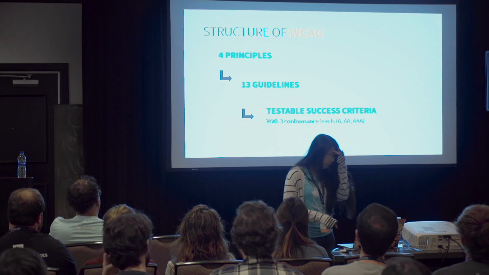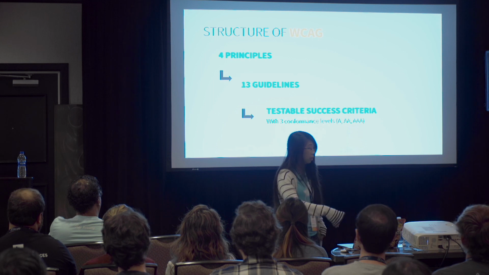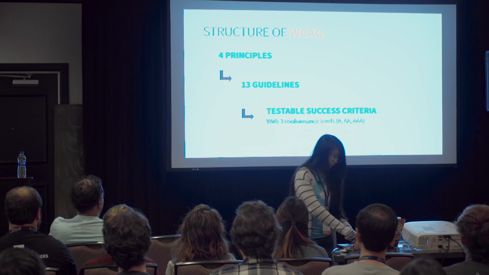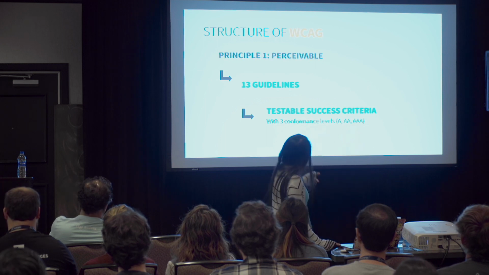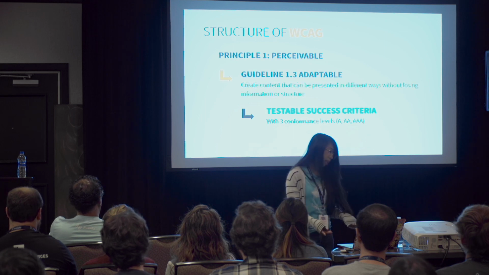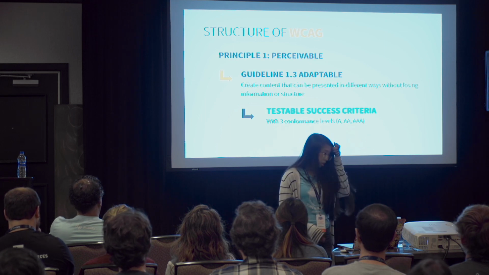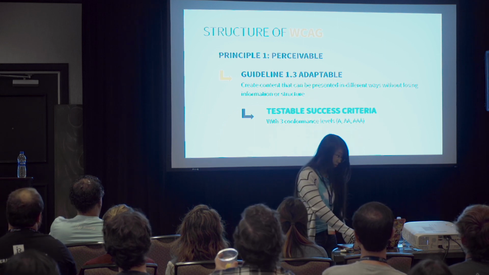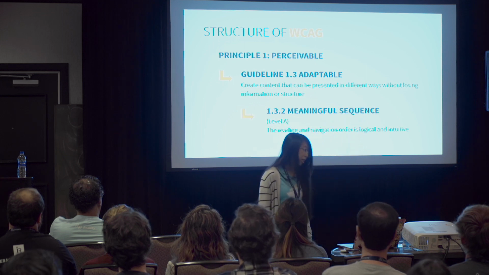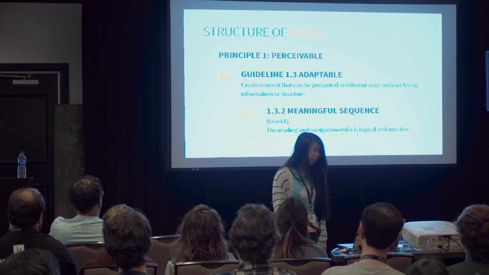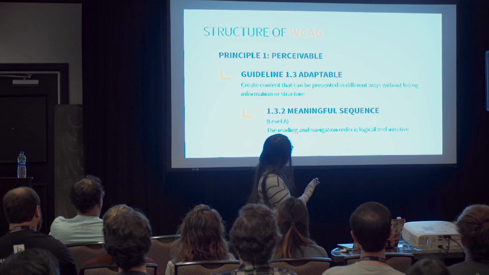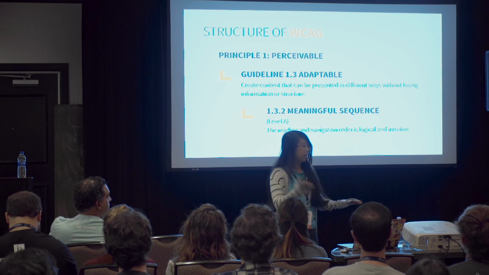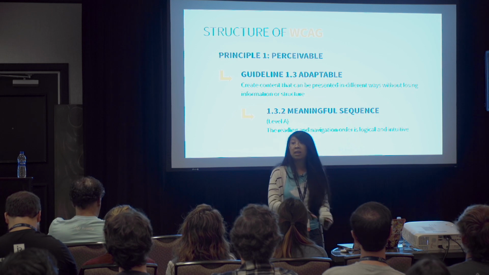So let's look at the structure again. As I mentioned, there's 4 principles, and then there's guidelines, which are then divided into testable success criteria. Let's take a look at an example. Principle 1, perceivable. One of the guidelines is guideline 1.3, adaptable. Create content that can be presented in different ways without losing information or structure. And then one of the success criteria is 1.3.2, meaningful sequence. This is a level A guideline. And that says the reading and navigation order is logical and intuitive. So as developers, that's what you would use to test whether or not you've met that criteria.